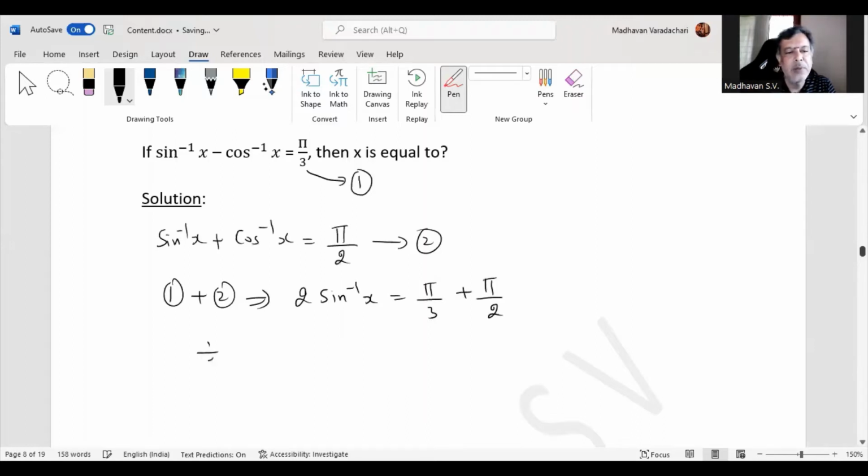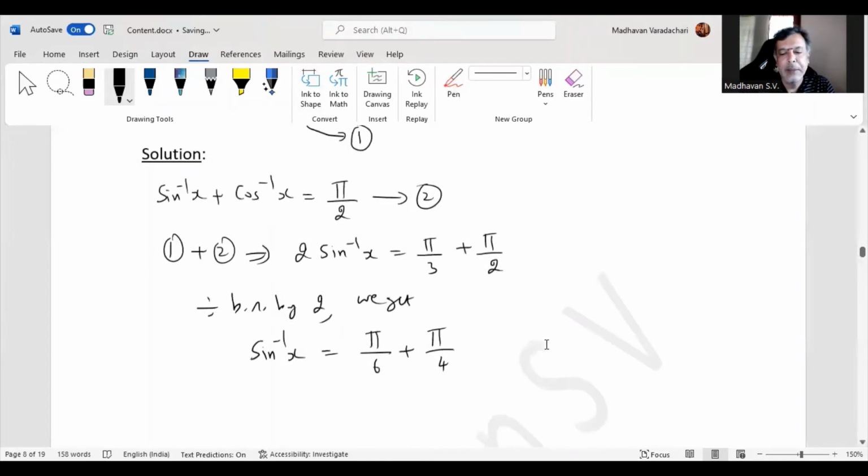Now divide both sides by 2. On the left hand side it will be simply sine inverse of x, since we are dividing it by 2. On the right hand side, the first term will become pi by 6, the second will become pi by 4. Which means our x is nothing but sine of pi by 6 plus pi by 4.